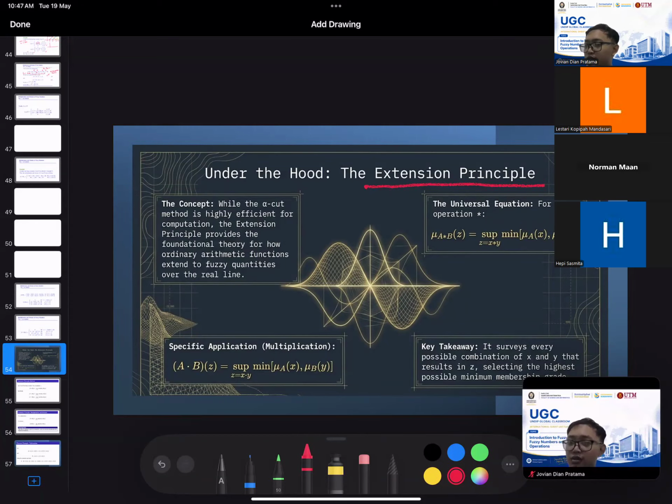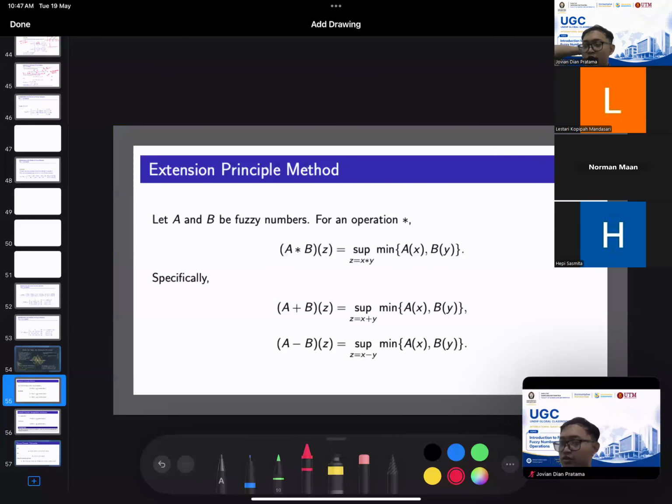So discrete form, okay? This is the one that I showed to you yesterday. So we are using this formula, the extension principle formula, which is this star here. It does not matter what the star actually is, we still use supremum minimum here, but the difference is only how to choose your z. So your z is equal to x star y. If your star is addition, z will be x plus y.